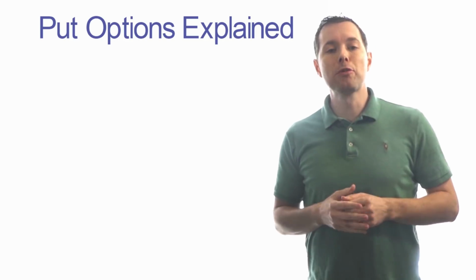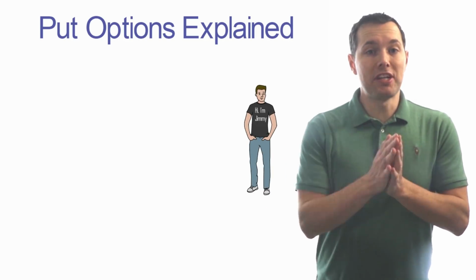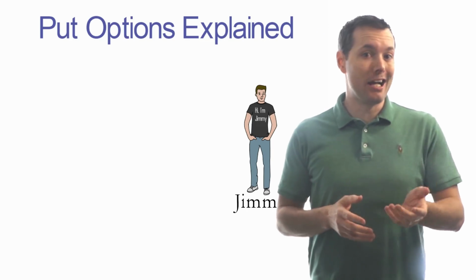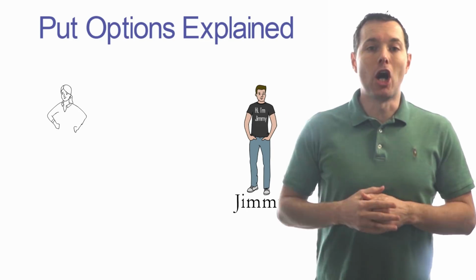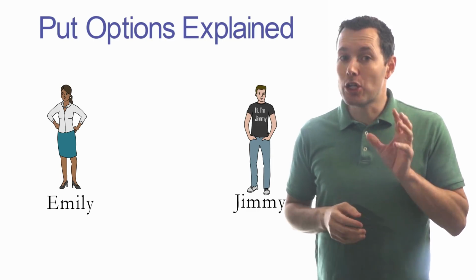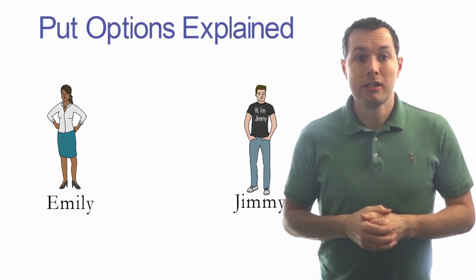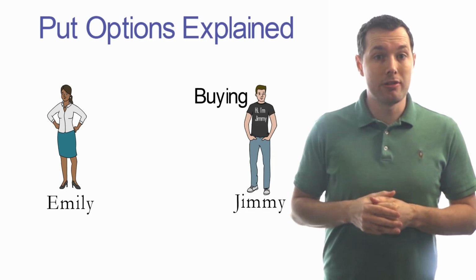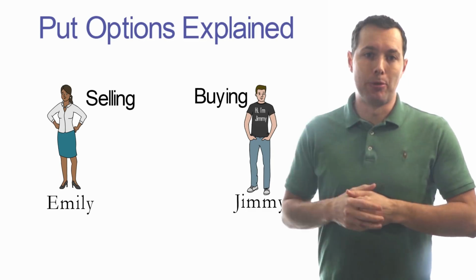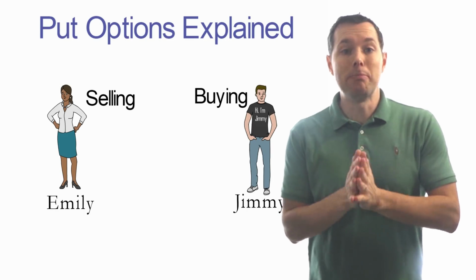Okay, so to walk through put options, we once again have our two investors. Jimmy, who's afraid that people will forget his name and he keeps saying, "Hi, I'm Jimmy," and the much more confident Emily. Both have a decent knowledge of investing, which is a good thing because options investing shouldn't be taken too lightly. So Jimmy is interested in buying the put option, and Emily is going to be the seller of the put option. Now, in real life, these two investors would never actually meet.